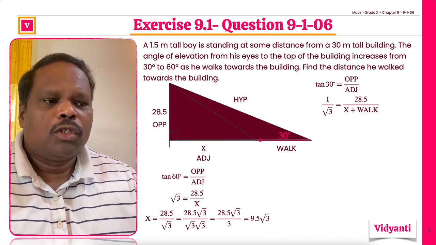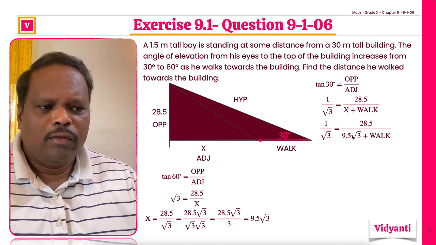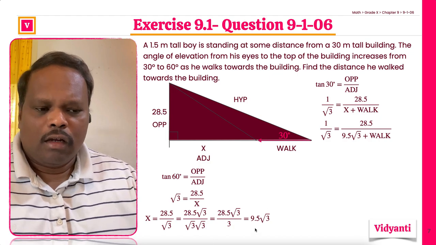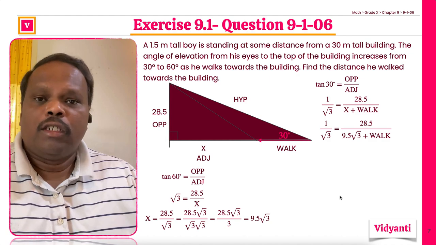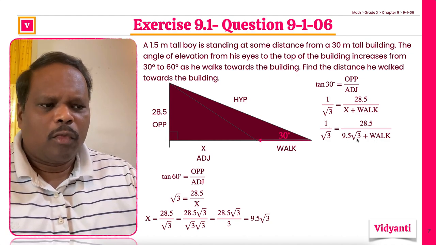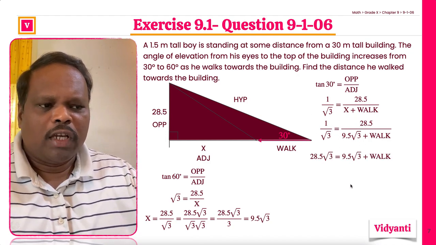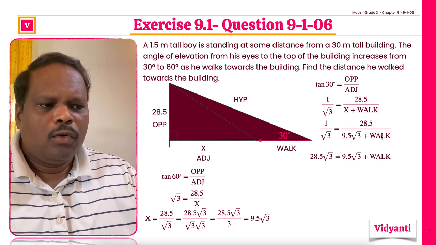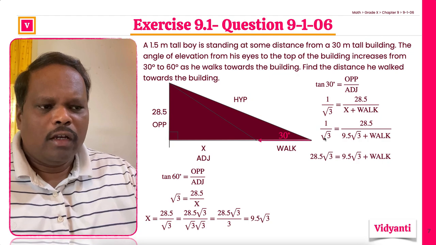So now we substitute this x value, which is 9.5 root 3, which we found in the first part, and it's a matter of algebraic manipulation. We do the cross multiplication: 9.5 root 3 plus walk, times 1. So we cross multiply this, and we cross multiply this. We can write 9.5 root 3 plus walk times 1 on this side, and 28.5 root 3 on this side.